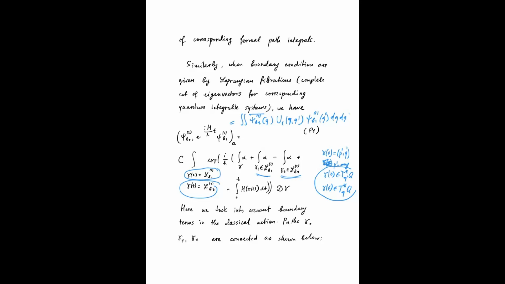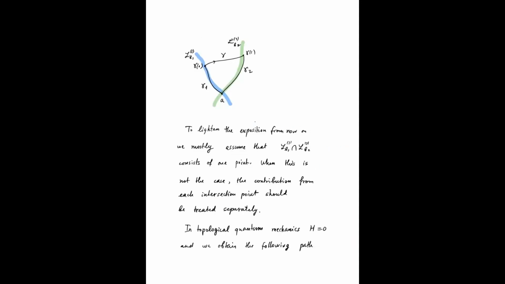So the price for changing boundary conditions, if we want to have the correct path integral, is that we have to introduce these boundary terms in the action functional. Okay, so now these are our paths, and we integrate over these paths. Gamma 1 and gamma 2 are paths that connect the endpoints of gamma to a fixed intersection point A of these two Lagrangians. To lighten all these computations, we assume that the intersection consists of just one point for the time being.